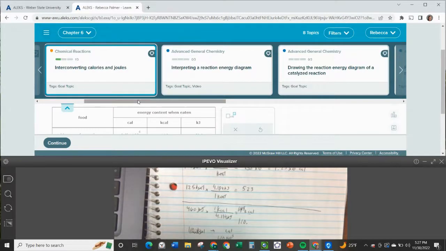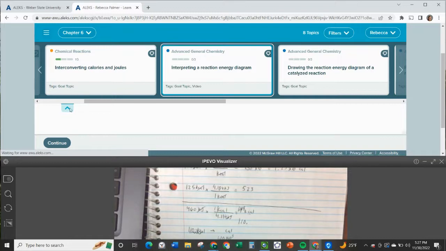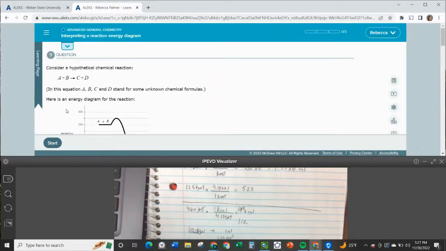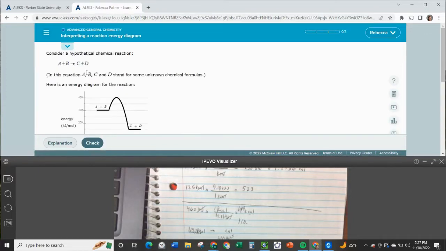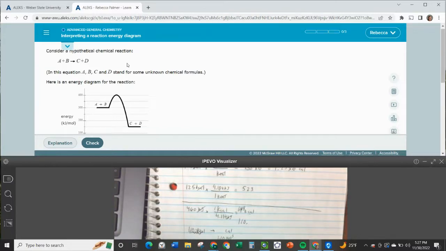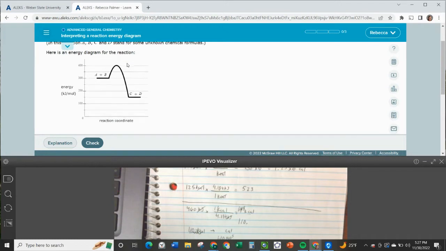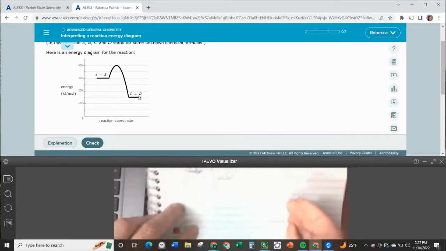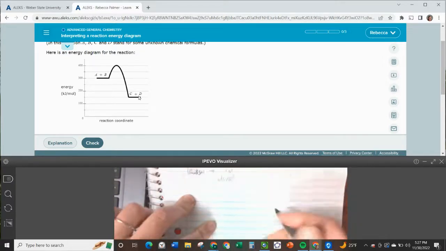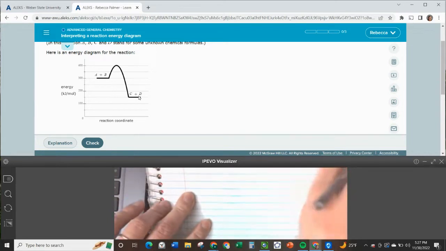All right, the next one I want to go over is this interpreting an energy diagram. So let's look at one of these problems. So we have a chemical reaction where we have our reactants going to our products, and we don't really know what they are, and it doesn't matter. So if we look at this graph, we have some important things going on. So first, whenever we look at a graph, we should look at the axes.